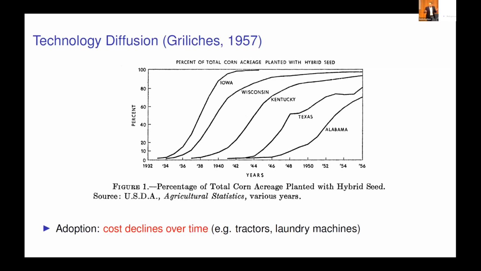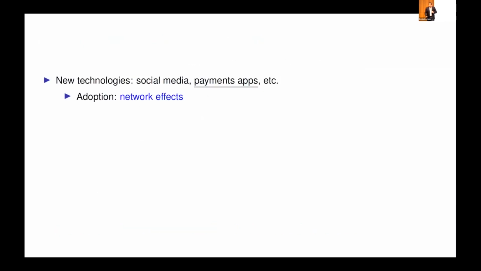This is basically the standard model of technology adoption. We have this gradual adoption of technologies. And why are people or farmers adopting technologies? Well, because the costs of these technologies are dropping over time. Now, new technologies don't behave like that. Why not? Because of network effects.